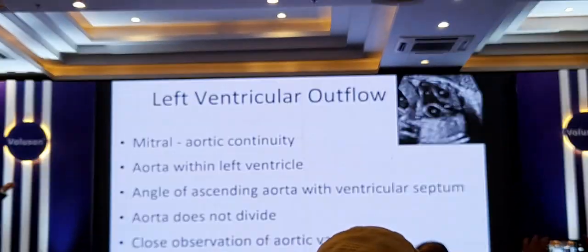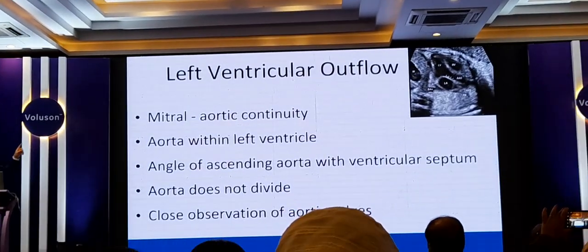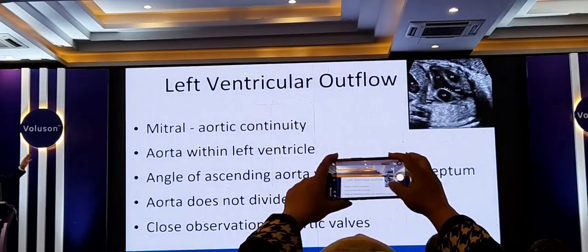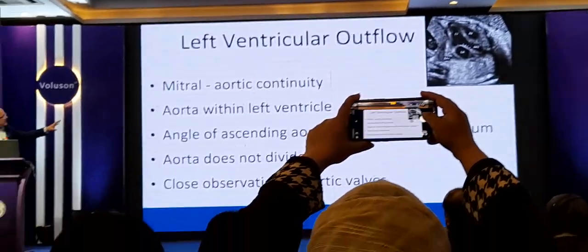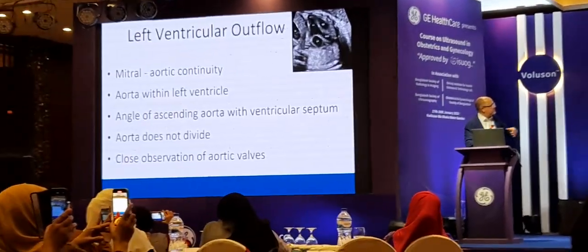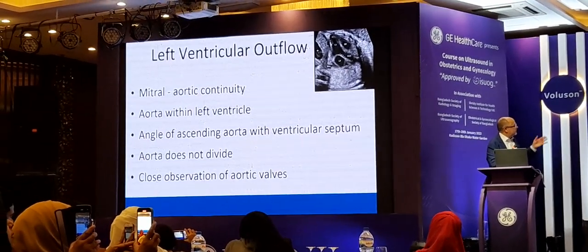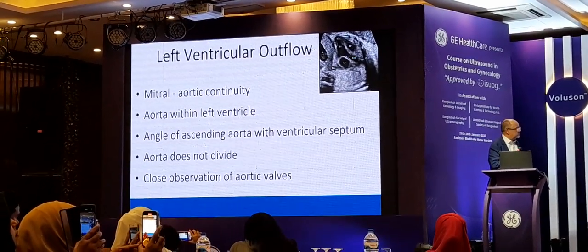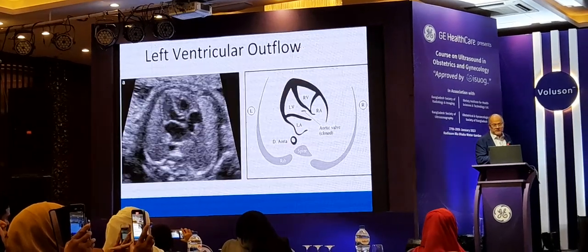Mitral aortic continuity. In the top hand picture, you can see that. Aorta is within the left ventricle. Beautiful angle, that lovely curve that we were saying, with intact ventricular septum. The aorta does not divide. And of course, we're going to look carefully at the aortic valves.